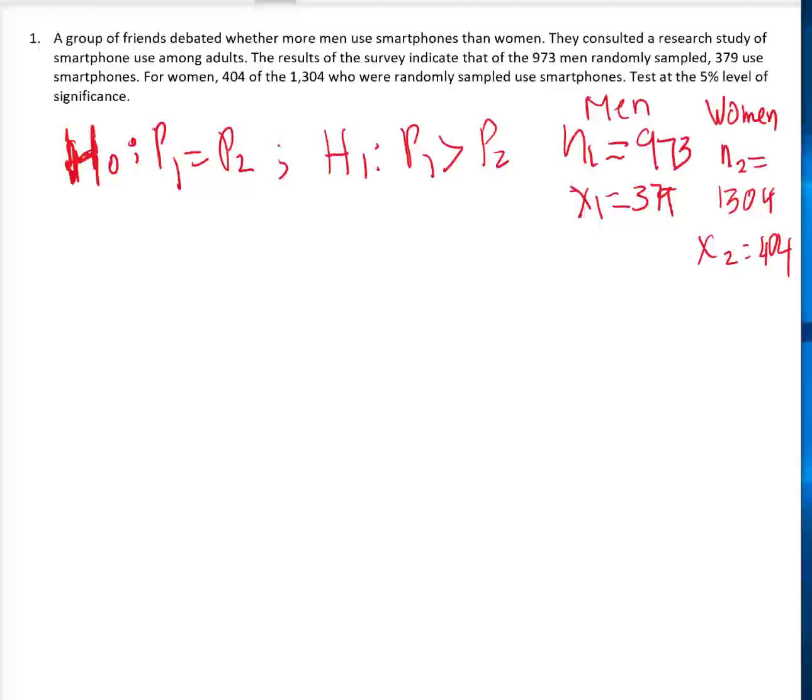So if you assume p1 is the proportion of men and p2 is the proportion of women, the null hypothesis always has the equal sign. And you need to test that the proportion of men, p1, is greater than the proportion of women. So this is where the claim is. Now we'll come to StatCrunch and show you how to use it.